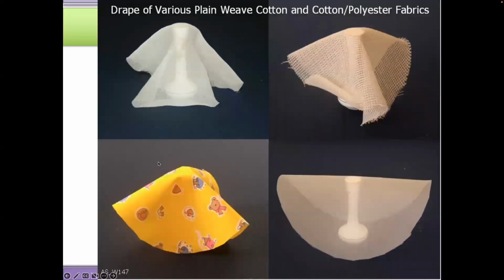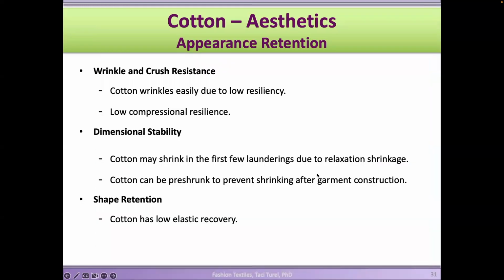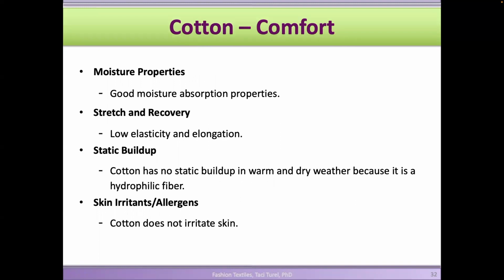These are different levels of drape. These are all cotton fabrics, but depending on the yarn diameter, the way you reel them, it will have different levels of drape. Generally, they are considered stiffer fibers. Low wrinkle resistance, low crush resistance, low dimensional stability because they do shrink when you put them in the washing machine. They have low elastic recovery. They have good absorption properties. They are hydrophilic.